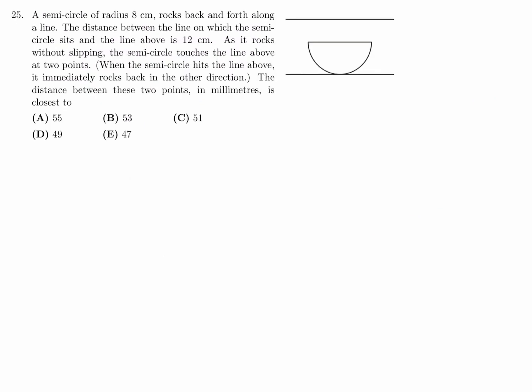A semicircle of radius 8 rocks back and forth along a line. The distance between the line on which the semicircle sits and the line above is 12 centimeters. As it rocks without slipping, the semicircle touches the line above at 2 points. When the semicircle hits the line above, it immediately rocks back in the other direction. The distance between these 2 points in millimeters is closest to.